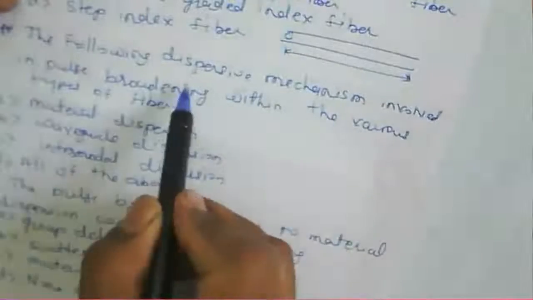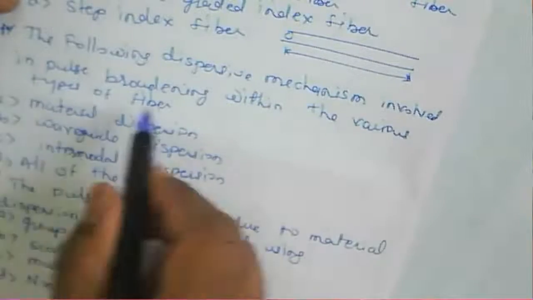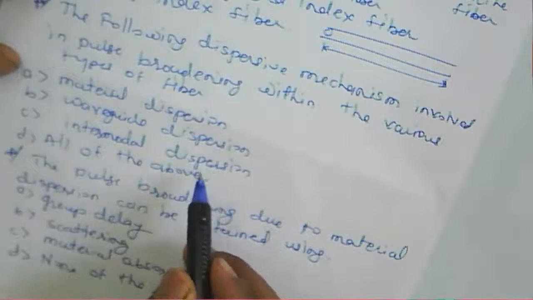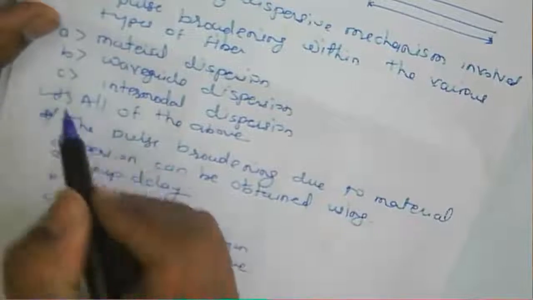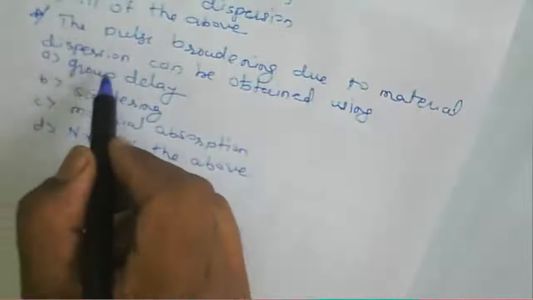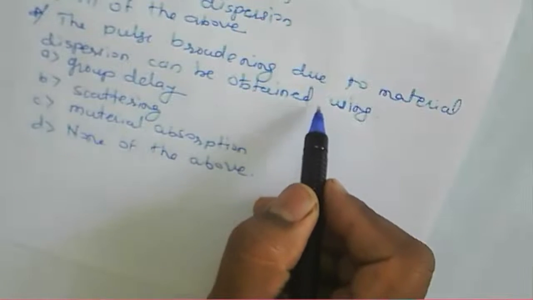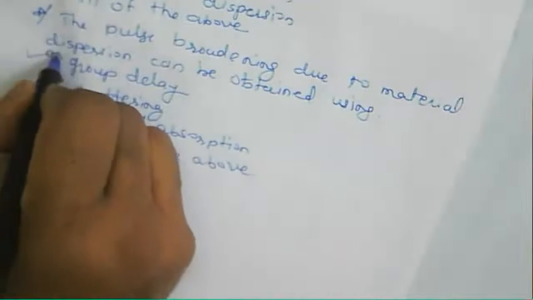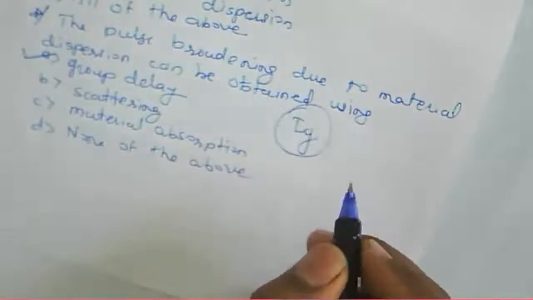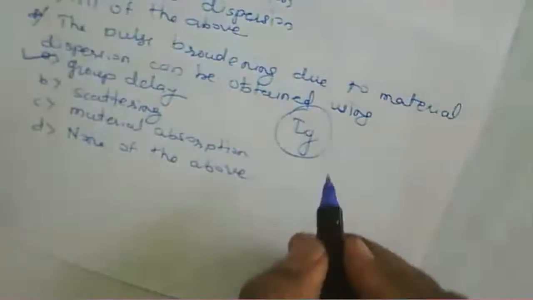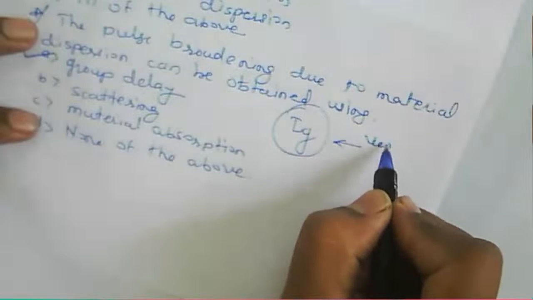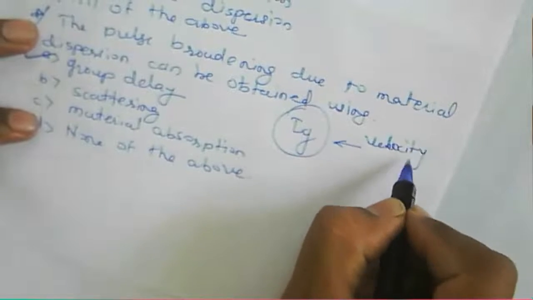Now here, the dispersive mechanisms involved in pulse broadening within the various types of fiber are material dispersion, waveguide dispersion, and intermodal dispersion. The answer is all of the dispersion here. Next, the pulse broadening due to material dispersion can be obtained using the group delay. Okay, because it is nothing but a group delay, and that group delay depends upon the group velocity. So that's why the pulse broadening occurs.